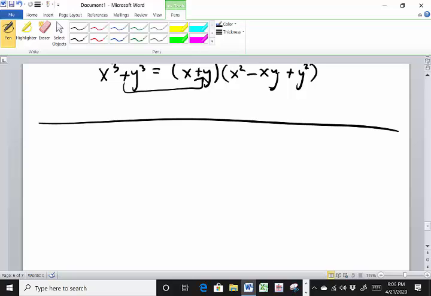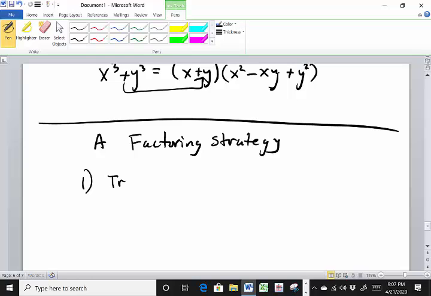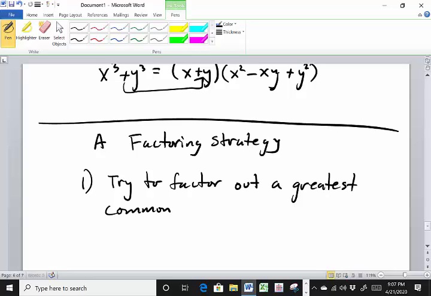So let's look at a factoring strategy. Okay, so first thing is always try to factor out a greatest common factor, which what do we call the GCF? Okay, always look for that first.